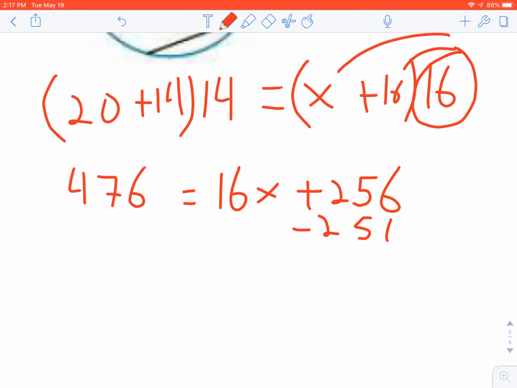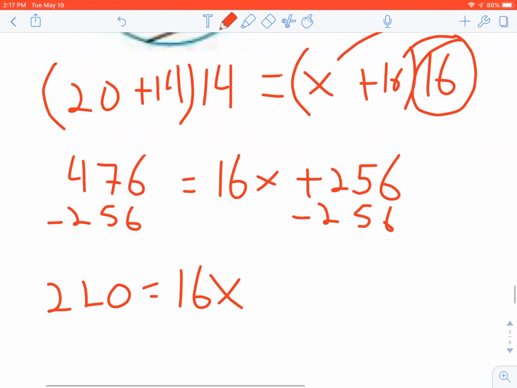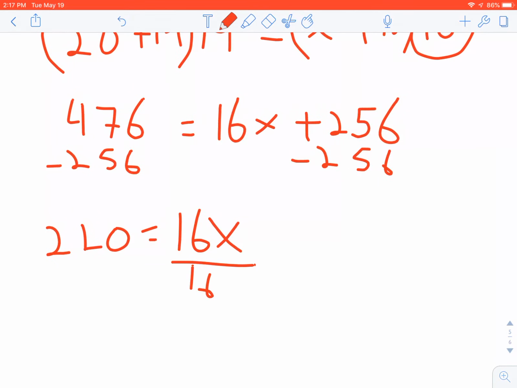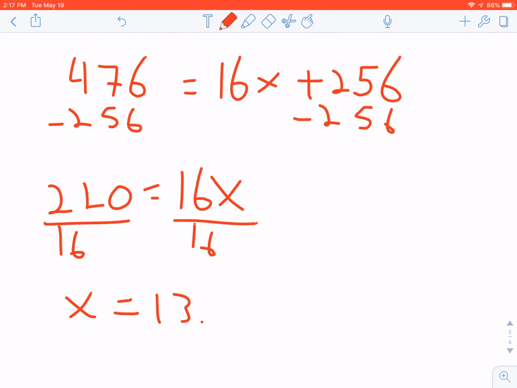Minus your 256 from both sides. That gives you 220 is equal to 16x. Divide both sides by 16, and you get 13.75, which if you were to round it, it would give you about 13.8.